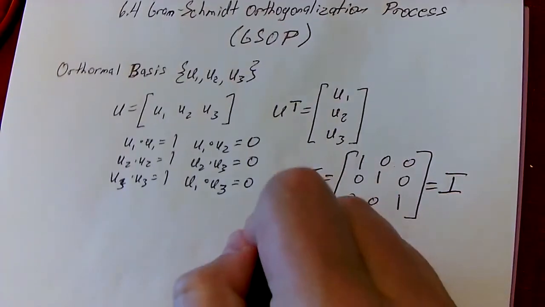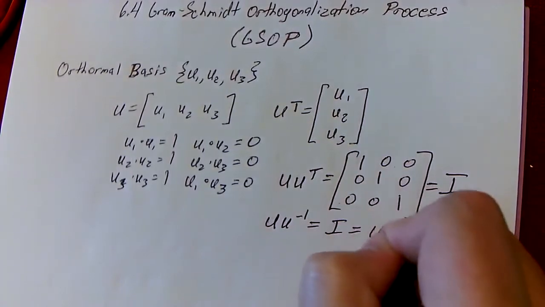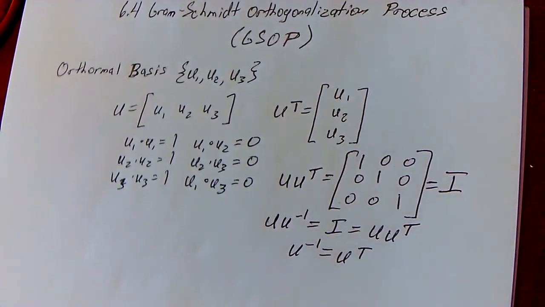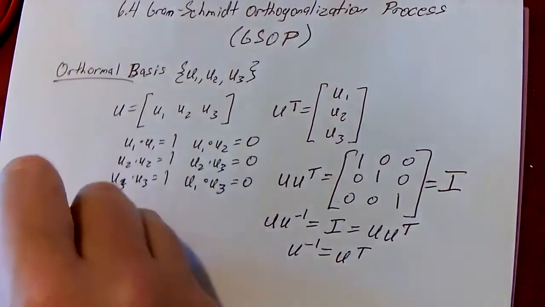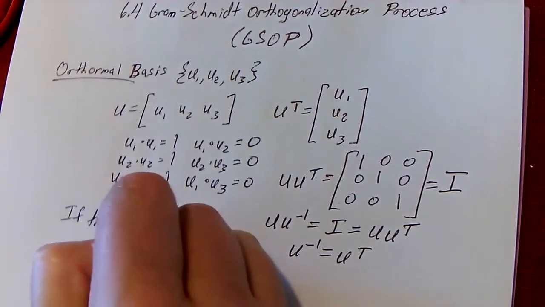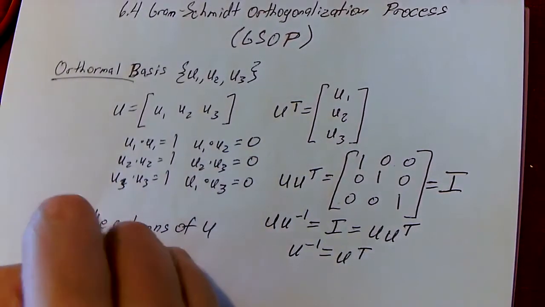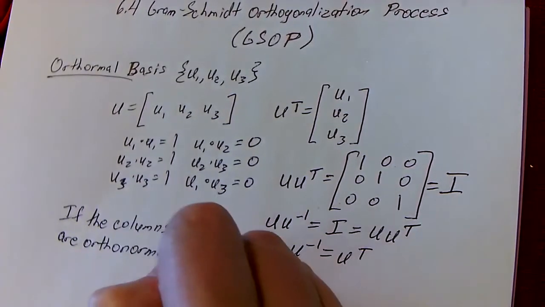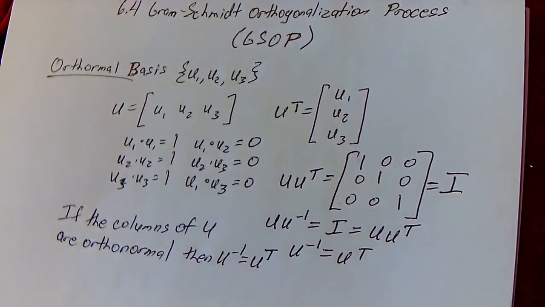And if it's equal to the identity, then that means U times U inverse is equal to the identity, which is also U times U transpose. So U inverse will have to be its transpose if U is orthonormal, okay? So if the columns of U are orthonormal, that means they're orthogonal and they're normal, then U inverse is equal to U transpose, okay?